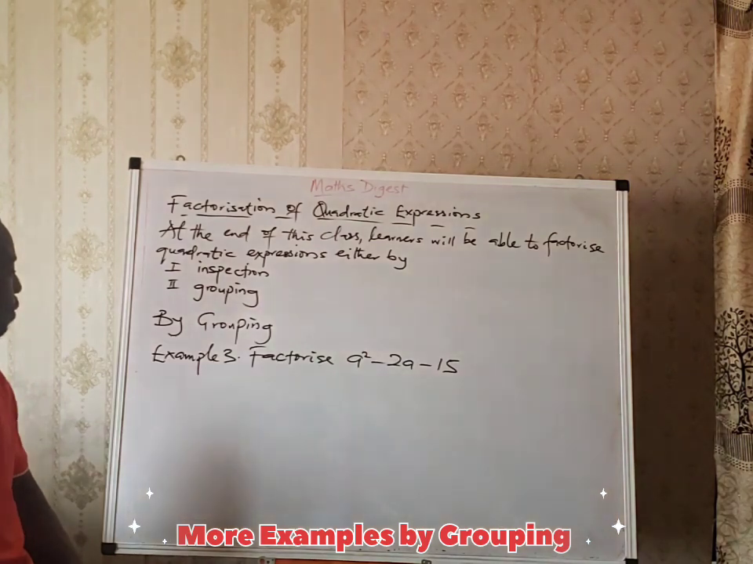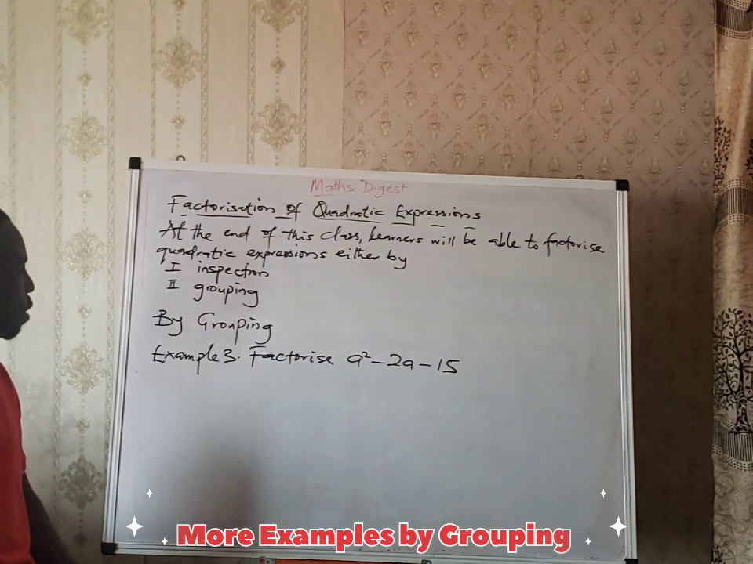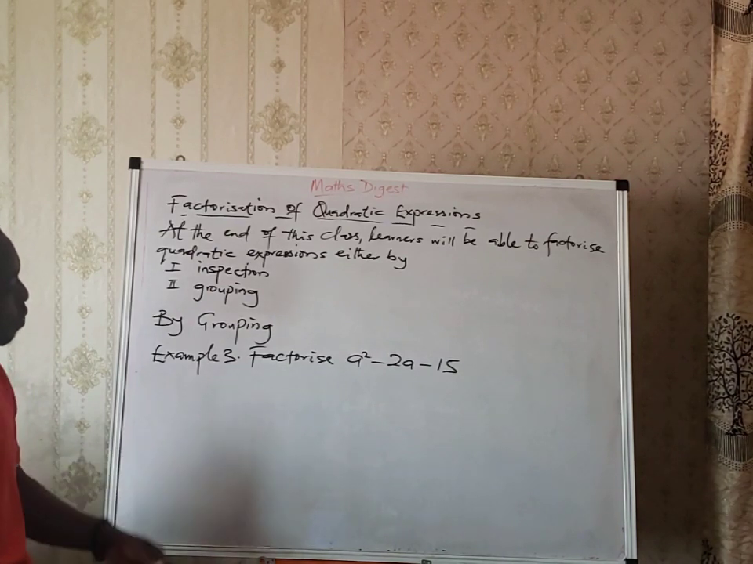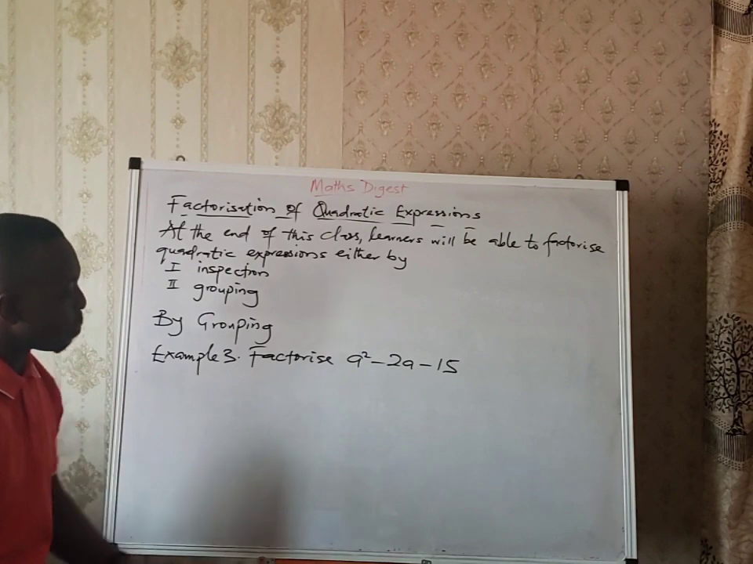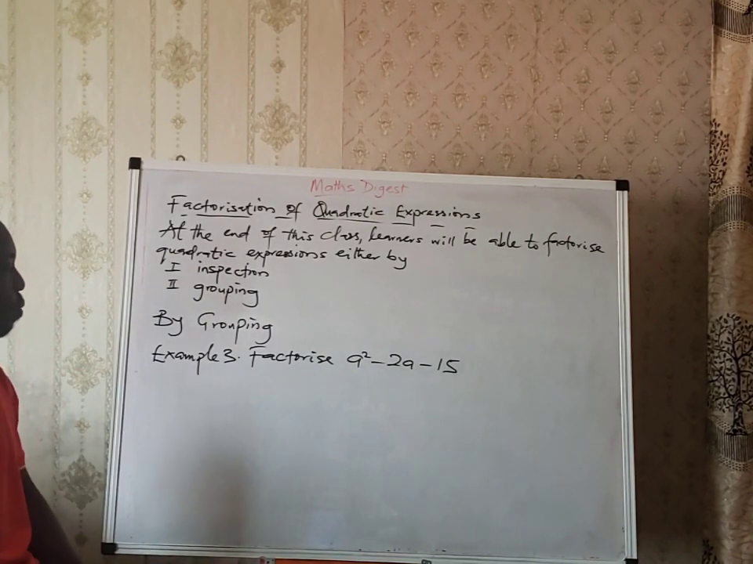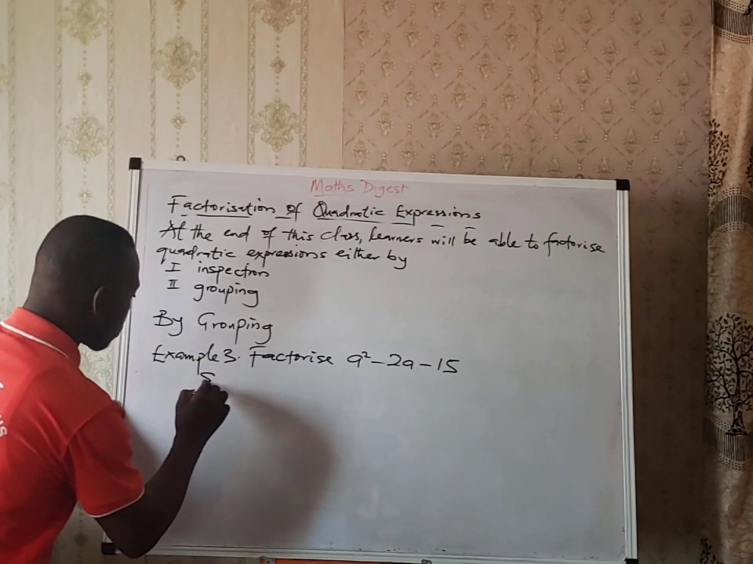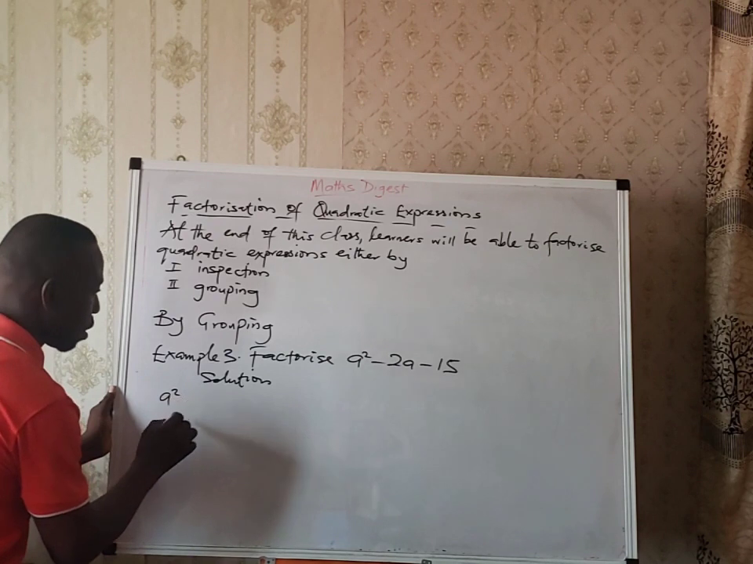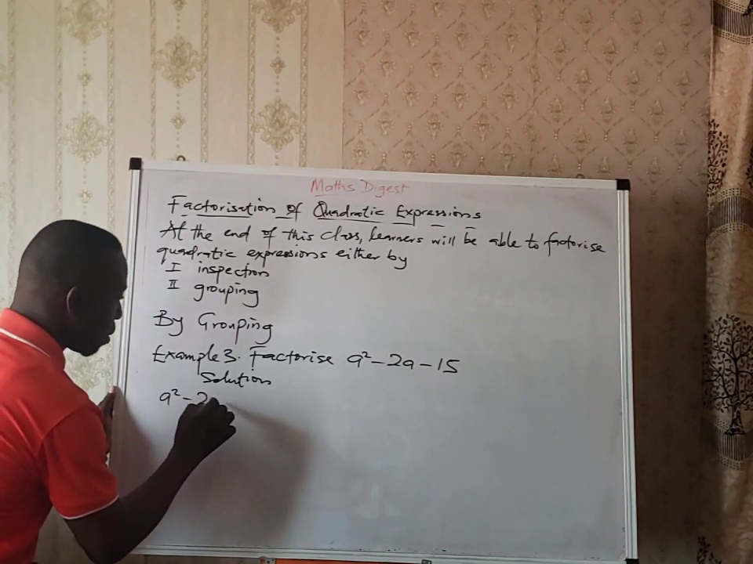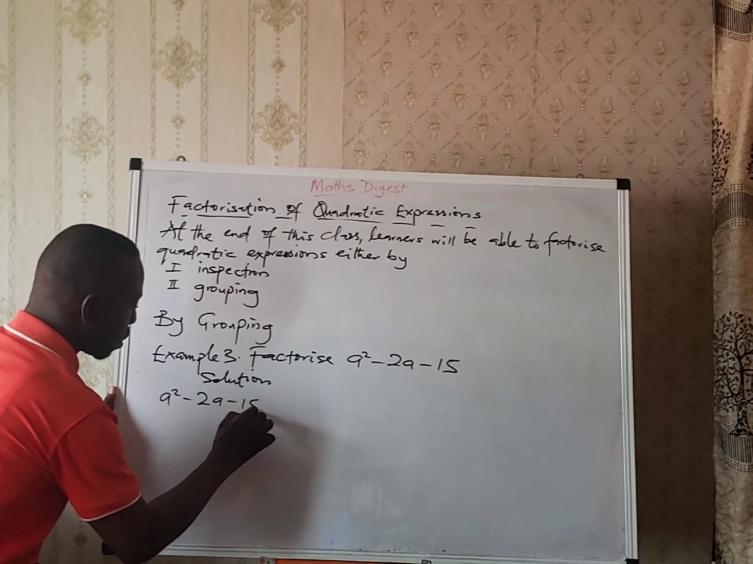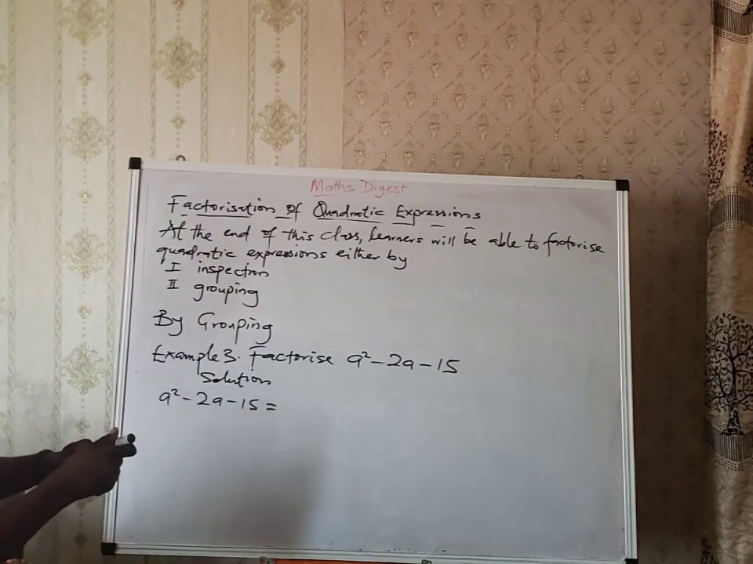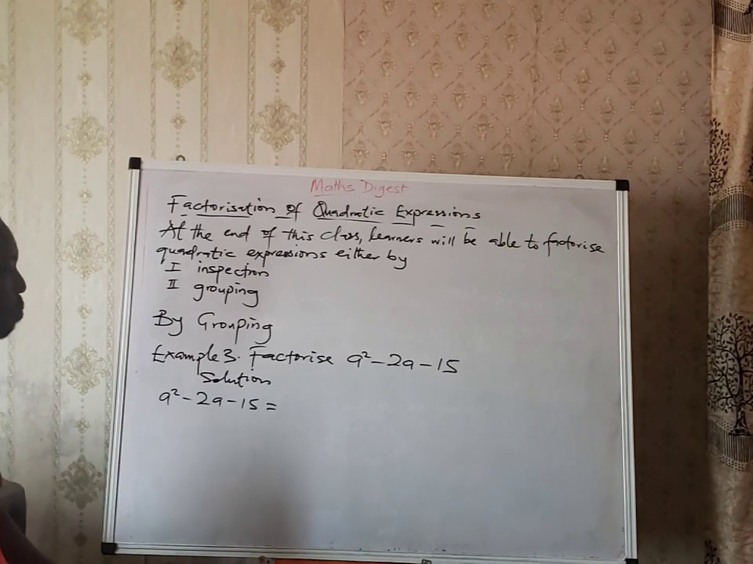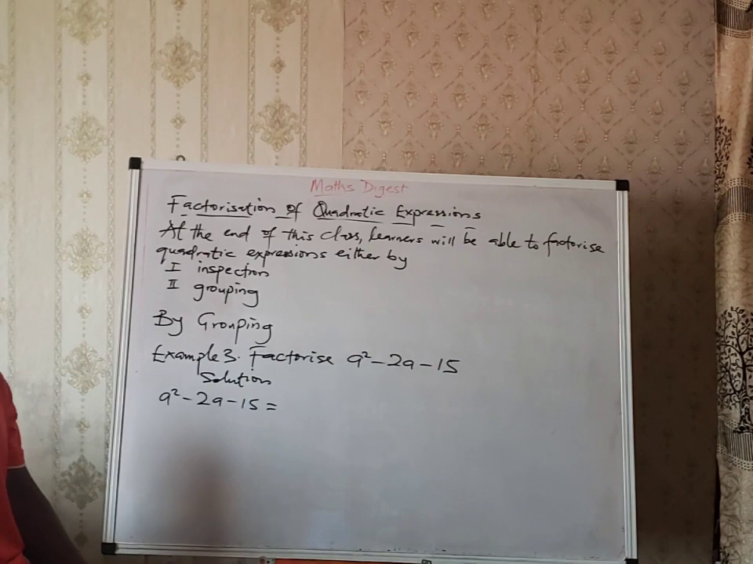Okay, welcome back. We look at it by the method of grouping. Example 3: factorize a squared minus 2a minus 15. When we are dealing with this by grouping, we say a squared minus 2a minus 15. If you look at this, these are 3 terms. Now when we want to do it by grouping, we end up expanding it to 4 terms.